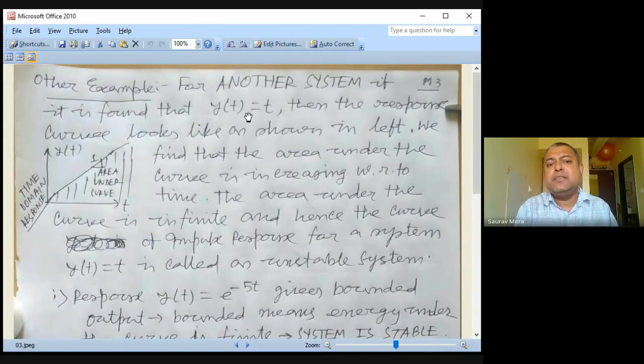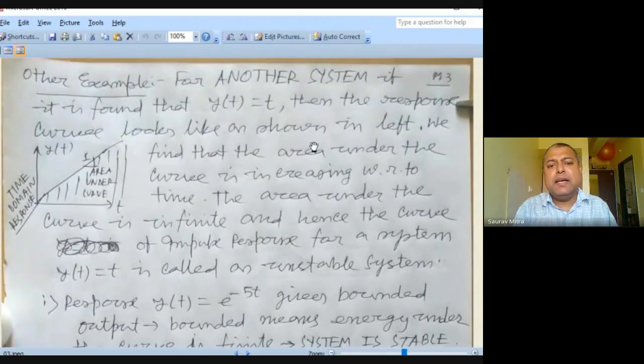Same here, y(t) is equal to t. As time is increasing, output is increasing, increasing, increasing. In that case, for this system, the area under the curve is infinite. You cannot measure it because the area is always increasing. So the curve looks like as shown on the left. We find that the area under the curve is increasing with respect to time, and the area under the curve actually gives us energy. So this is a system where energy is infinite.